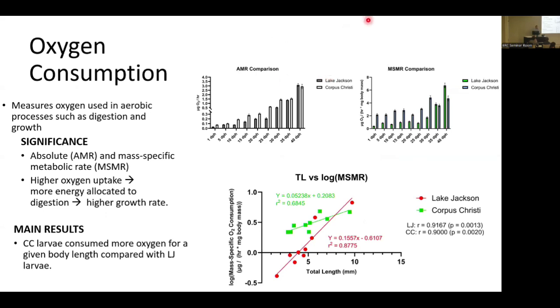So that was measured in both an absolute sense, so measuring that O2 consumption per organism, and a mass specific sense, so measuring that per unit body mass. But critically, the main thing we see here is that in that Corpus batch, those larvae were consuming quite a bit more oxygen for a given size, a given length fish, compared to that Lake Jackson batch across the bulk of that study period. Again, indicative of the fact that during those sort of middle to later development stages of those larvae, those Corpus fish were consuming a lot more oxygen, again, allowing them to have that greater growth scope, more energy that they can allocate towards those critical processes like digestion.